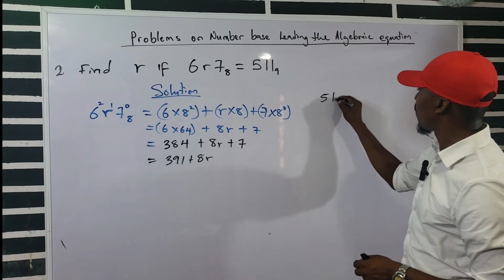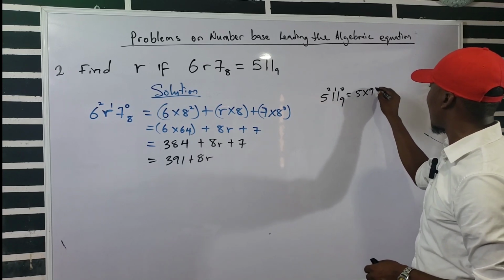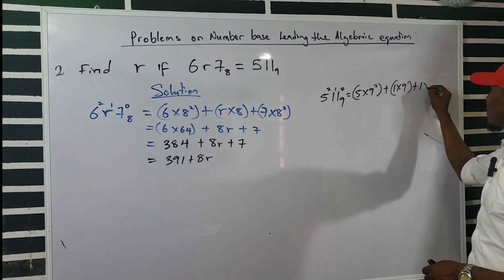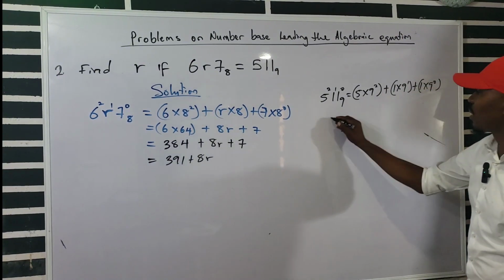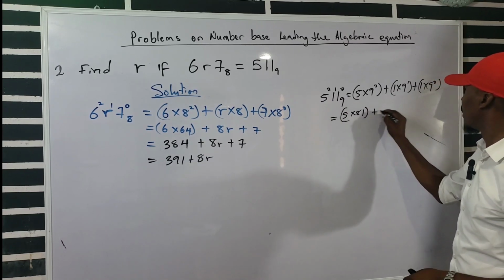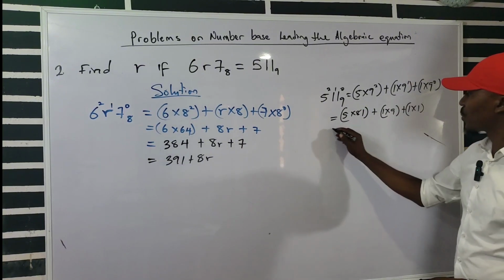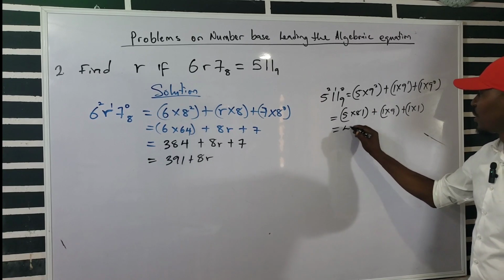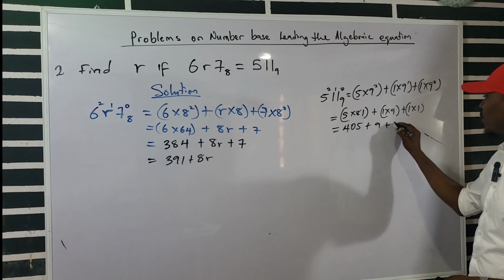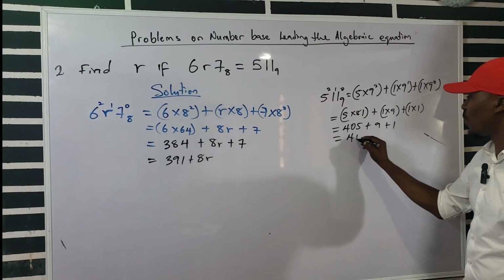Right-hand side will give us 511 base 9, positions 0, 1, and 2. You do the same thing. 5 times 9 squared plus 1 times 9 to the power 1 plus 1 times 9 to the power 0. So that will give us 5 times 81 plus 1 times 9 plus 1 times 1. Okay, so 5 times 81 will give you 405, plus 9 plus 1, that's 415.